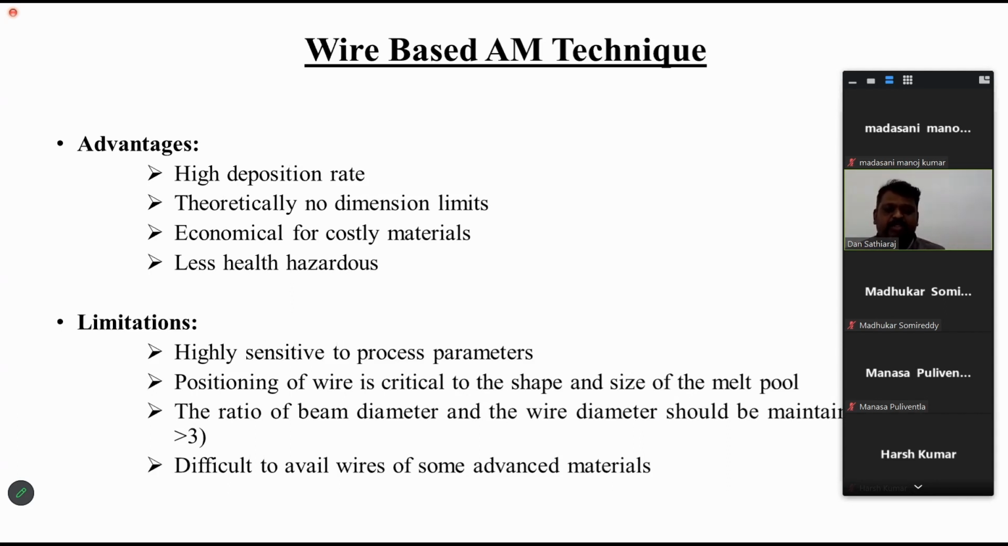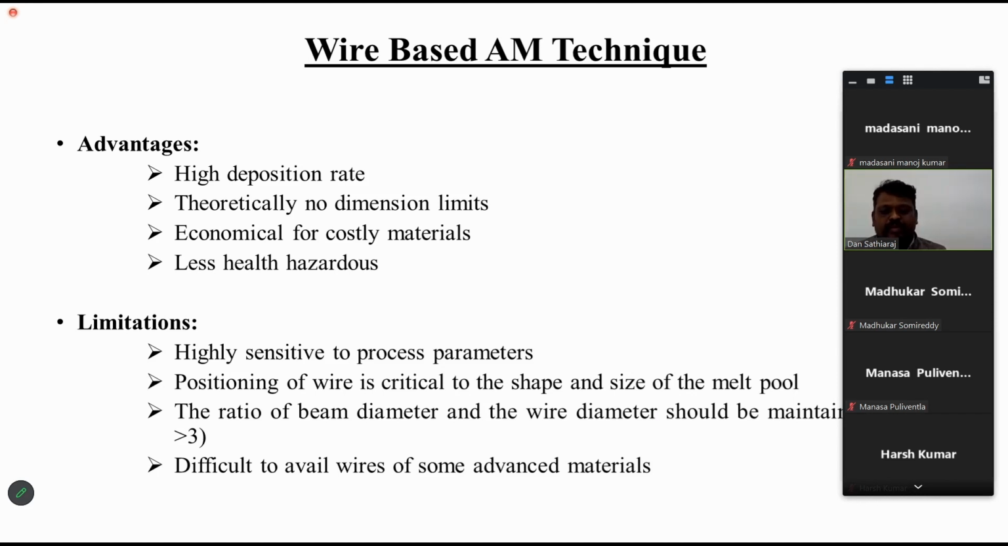rate. And the position of this wire is critical. The size and shape of the metal pool, everything is dependent on the wire size. Okay. So nowadays people are using wires in the range of 0.8 to 3 mm in the WAM. Based on that, the melt pool size will differ, and your properties will differ. So you need to choose the size and shape of the wire according to your application, according to what you need.